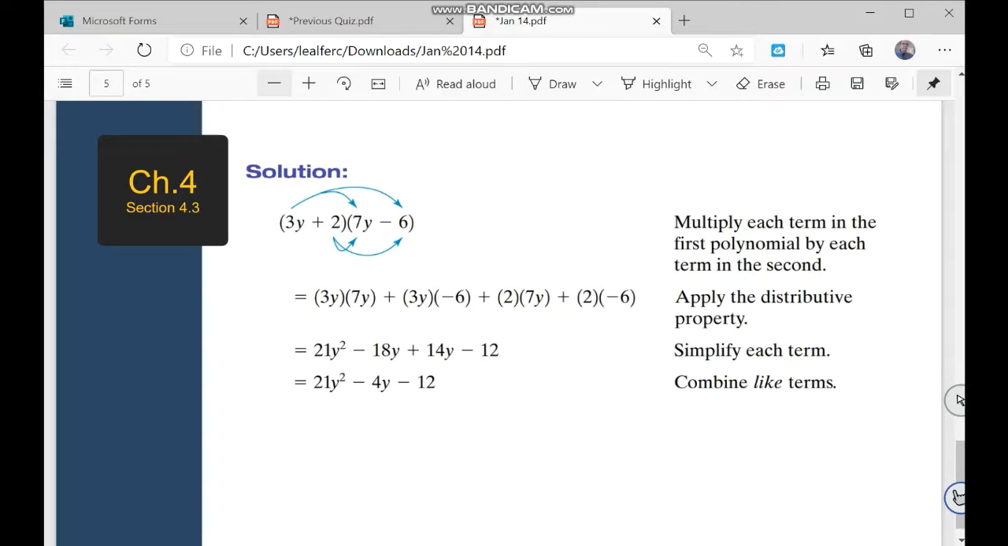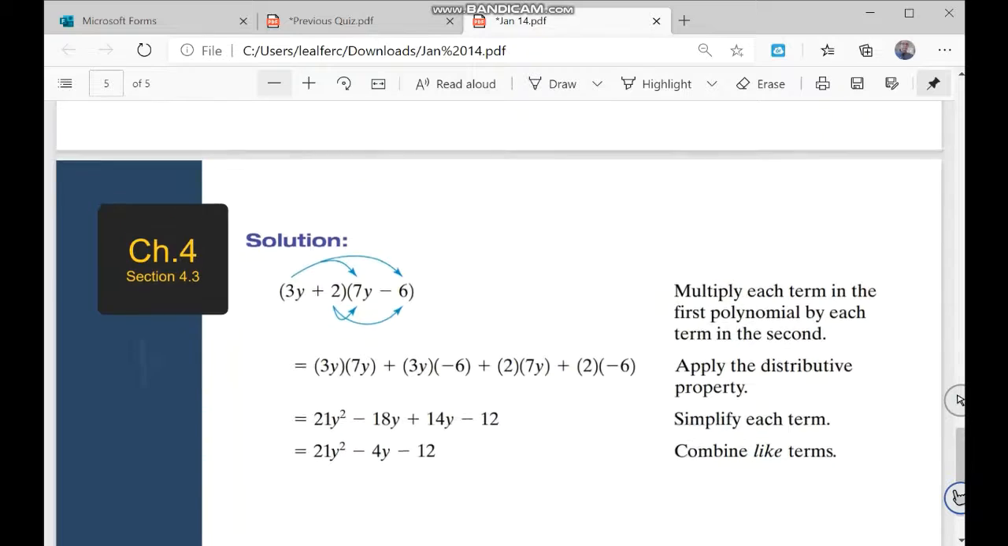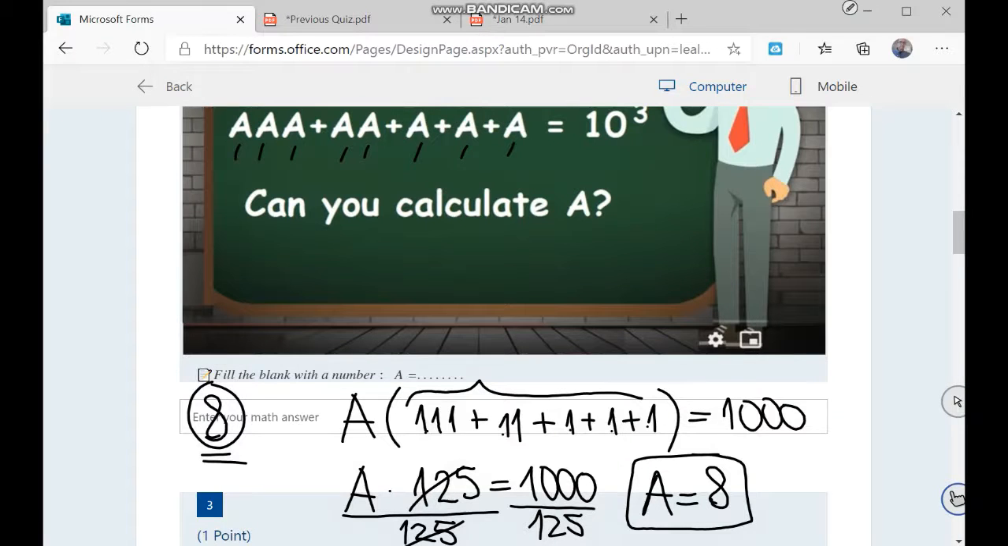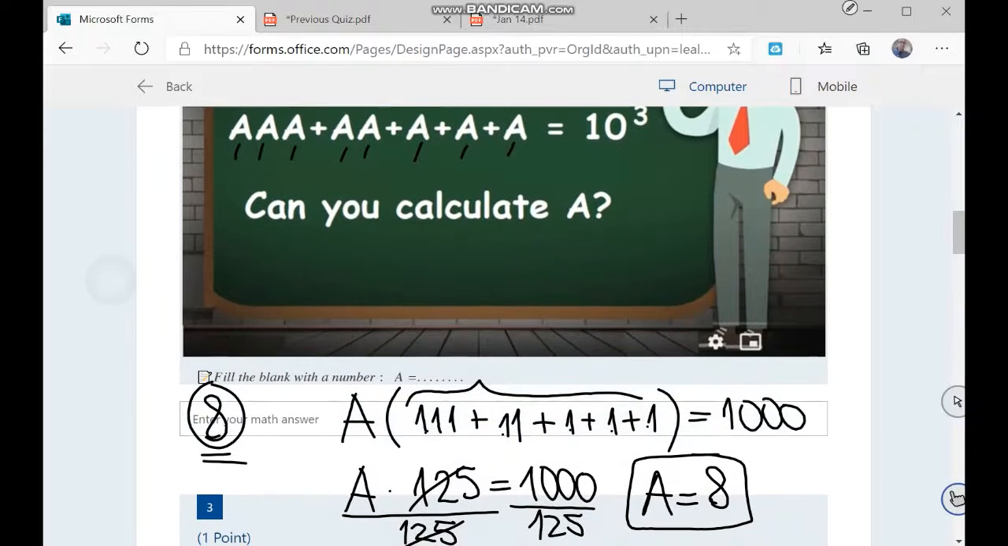And tell me, any questions about this FOIL method, this multiplication of binomials? That means the answer for the Bell work is going to be, you can factor out 8, and then you simplify the equation, and you're going to find out that A equals 1000 divided by 125, A equals 8. That's the right answer. That's the number that we're looking for to answer the Bell work.